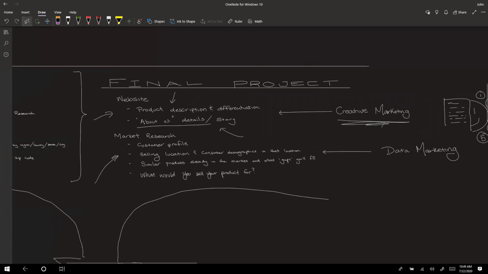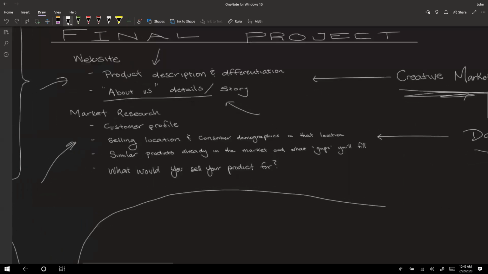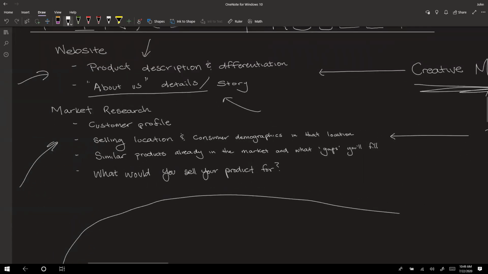And so since marketing is more than just creativity, marketing is data, right? I want you guys to also do a little bit of market research. Most of this, you're already halfway done with. You've made your website. You've talked a little bit about your product. So this part, we've already worked on a fair bit. The market research, this is pretty new.